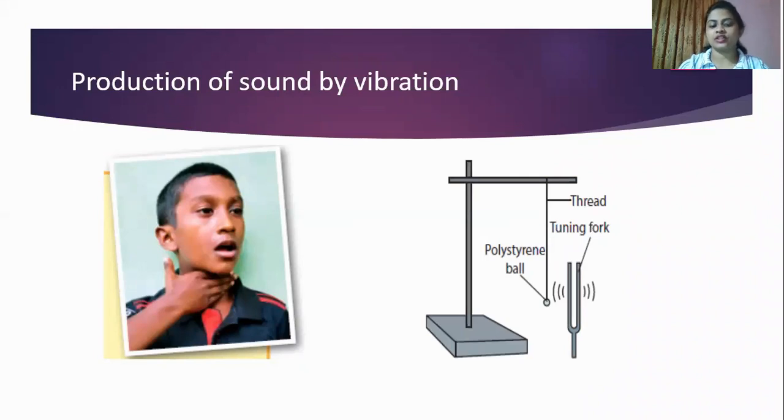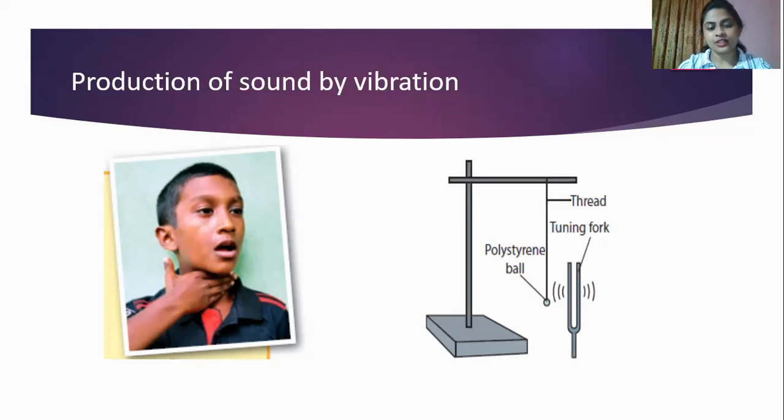Now, how does this actually happen? This is because of the vibration of a membrane called vocal cords in your throat. Vibration of vocal cords produces the vocal sound. This is how you have got the ability of speaking.